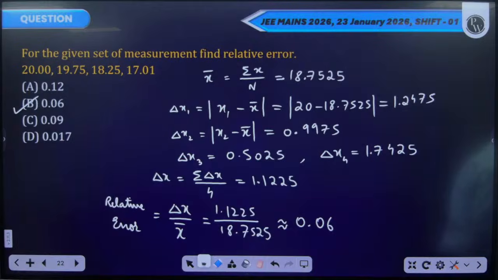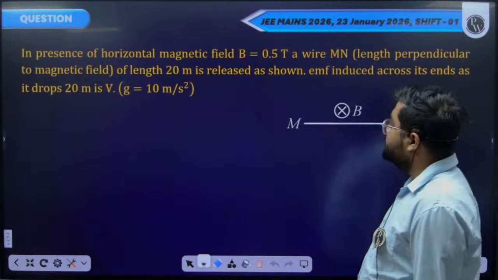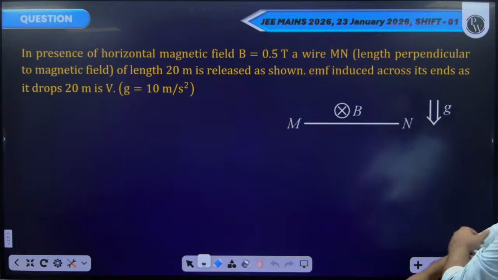All right, let us move to the next question. Okay, this question is from EMI, electromagnetic induction.